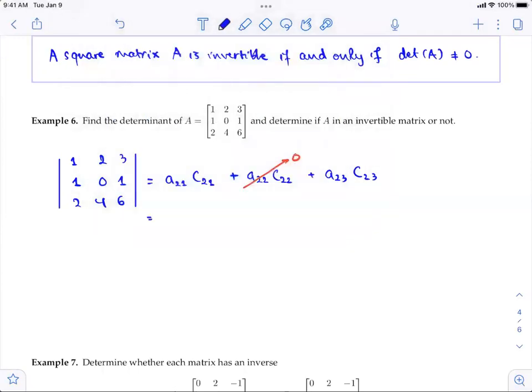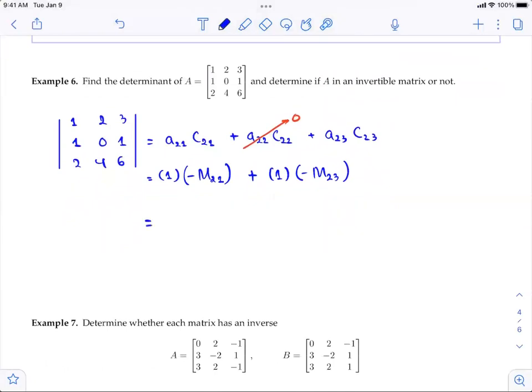Now A21 is equal to 1. And we're going to see the corresponding sign of this cofactor, C21. So plus, minus. So this is negative M21. Plus A23, which is also equal to 1. And let's see the corresponding sign of C23. So plus, minus, plus, minus. So this is minus M23.